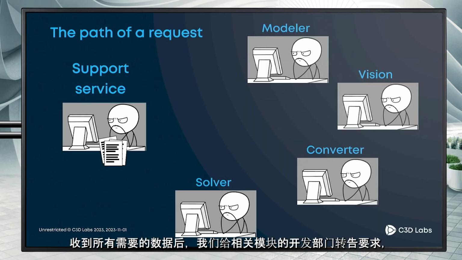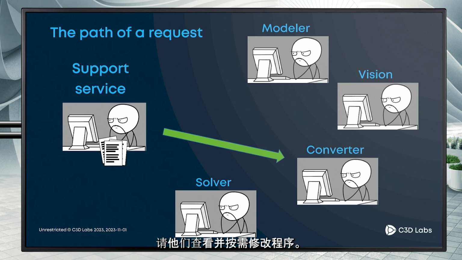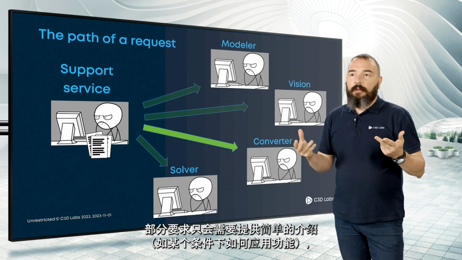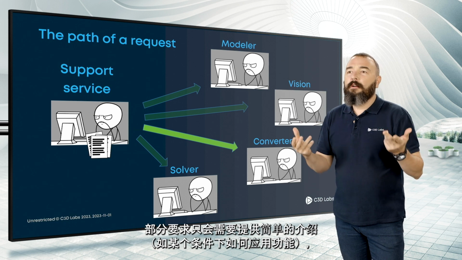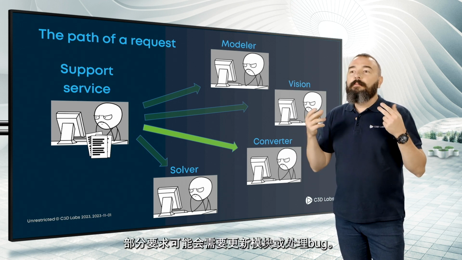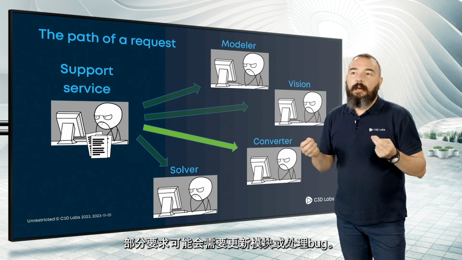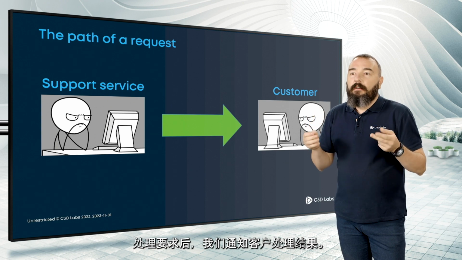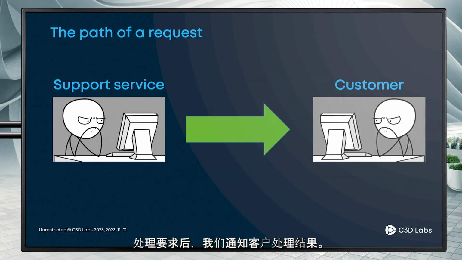Once all necessary data has been received, we transfer the request to the development department of the appropriate component for exploration and fixing, if needed. Some requests need an exploration only, for example, how to use some function in some cases, but other requests need an update of a component or fixing a bug. We inform the customer when the work on the request is done.